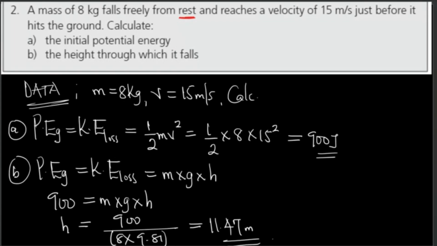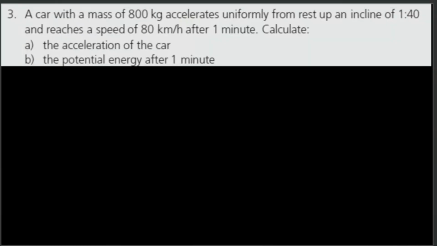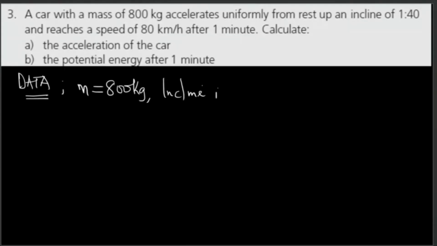Let's look at a more tricky one. This was question 2. Let's look at question 3 together. We were given a mass of a car. It said a car with a mass of 800 kilograms accelerates uniformly from rest up an incline. Mass, 800 what? Kilograms. The incline is 1:40. So it simply means that for a horizontal movement of 40, it would have gone 1 meter high.